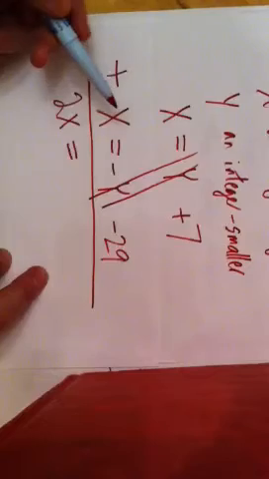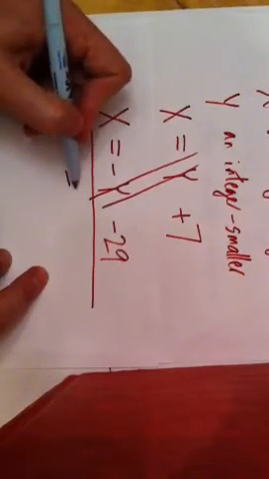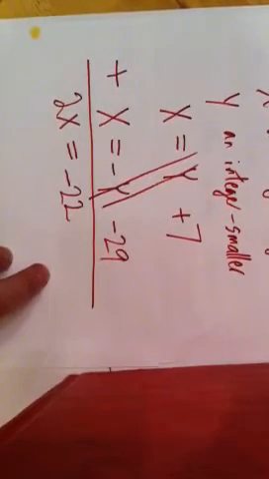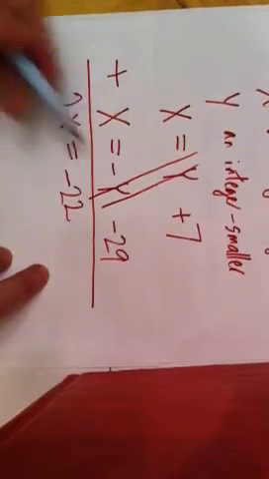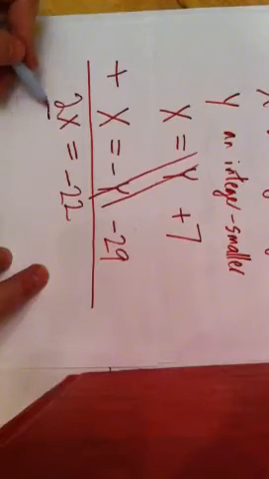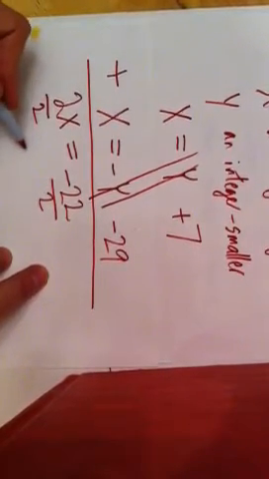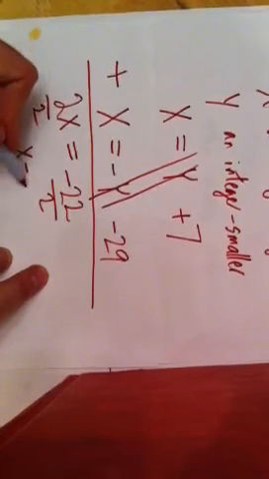7 minus 29, for those of you that are real good with negative numbers, you'll see right away that that's going to be a negative number. Turns out it's negative 22. And then we divide by 2 on both sides of the equation, and we're going to end up with x equals negative 11.